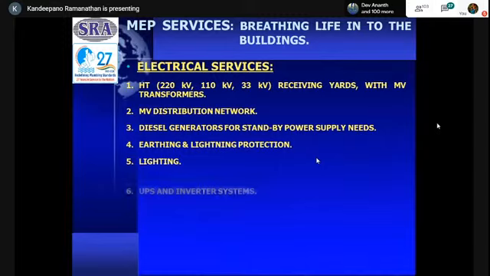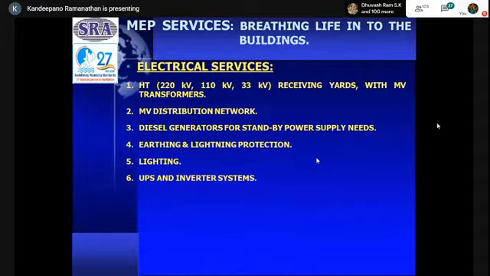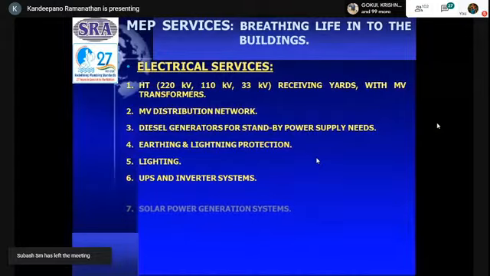Lighting system, UPS and inverter systems. UPS inverter is for giving standby power in the event of power failure. You people will be very much conversant with this because every computer uses a UPS system. And inverters are also for emergency power supply in residential environments.